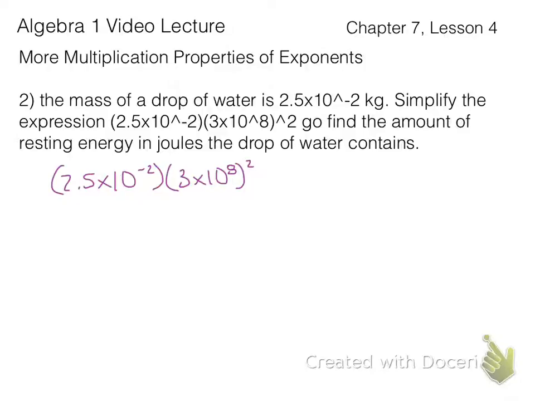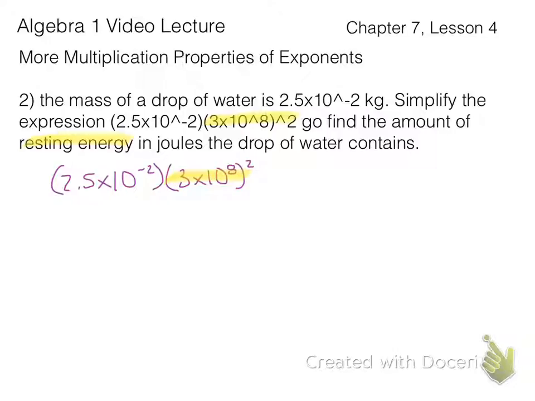All right, last problem. The mass of a drop of water is 2.5 times 10 to the negative 2nd kilograms. Simplify the expression 2.5 times 10 to the negative 2nd times 3 times 10 to the 8th to the 2nd, and then go find the amount of resting energy in joules the drop of water contains. Again, you notice how this number repeats in the problem before and this problem. That's because resting energy is dependent on this number right here.